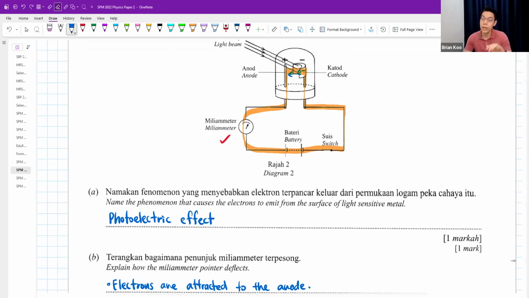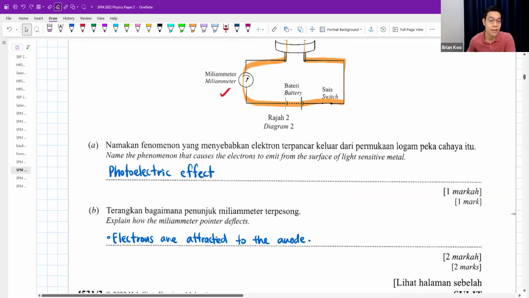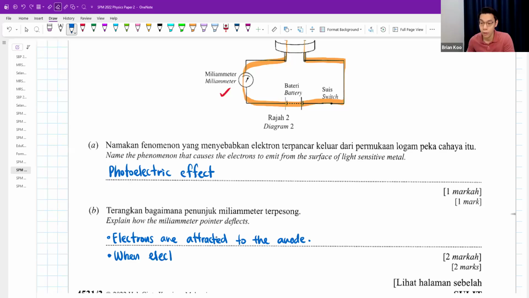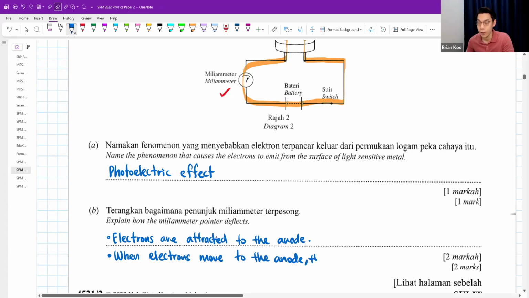And when the electrons move to the anode, it completes the circuit. When electrons move to the anode, the circuit is complete.